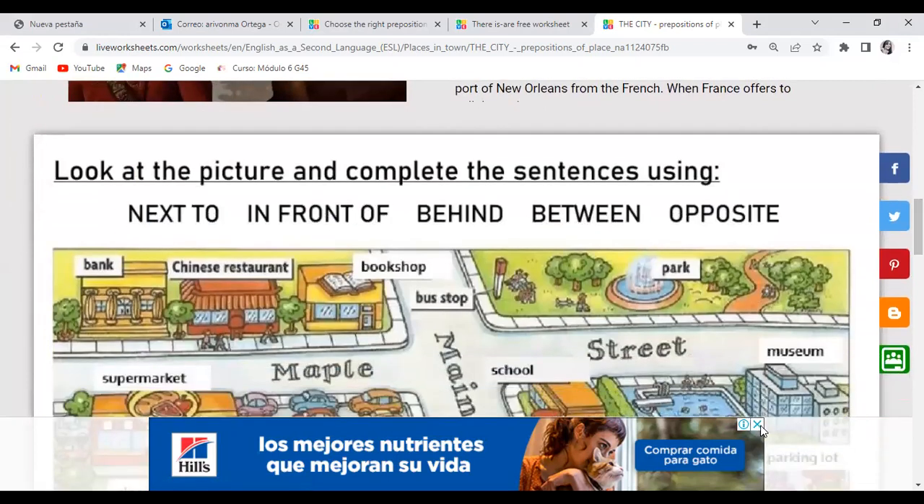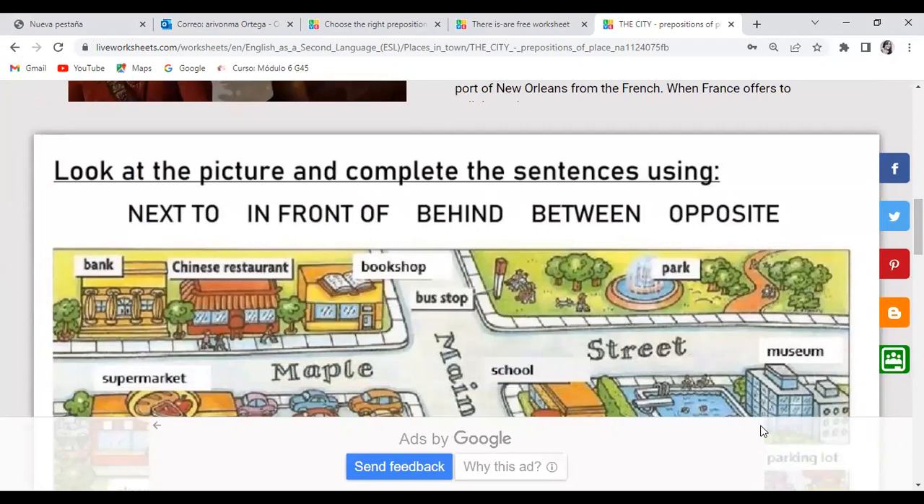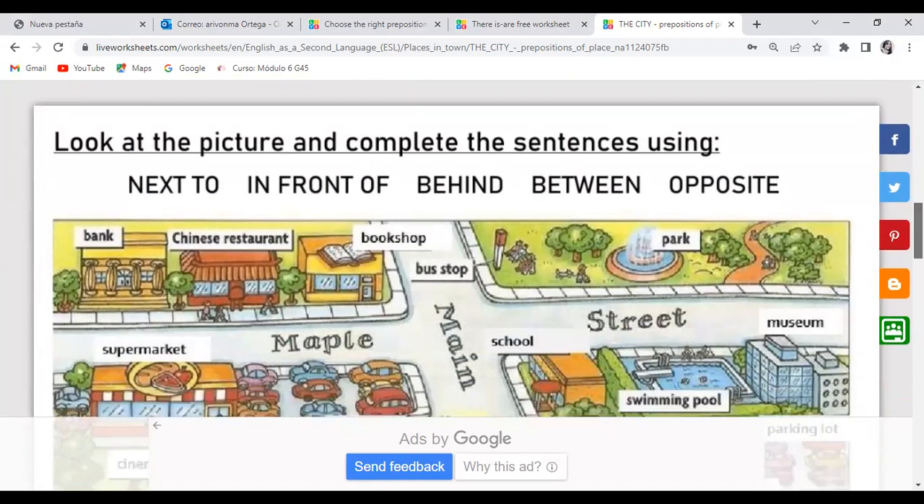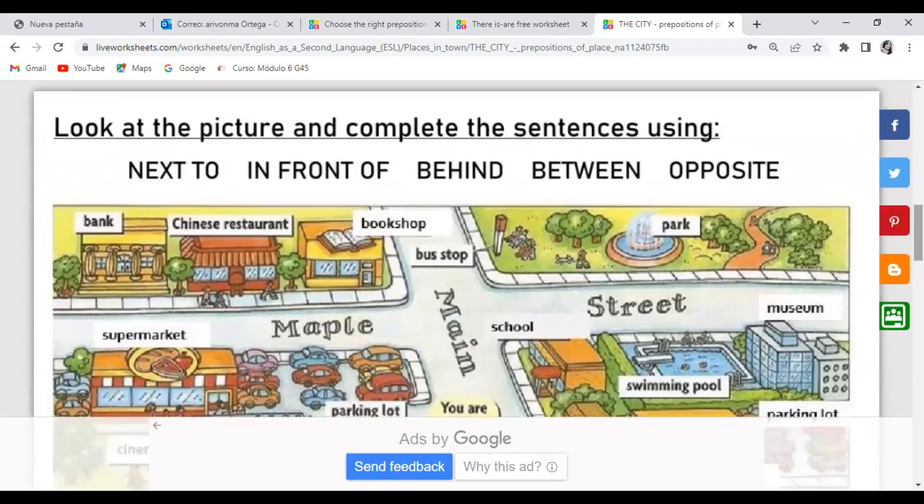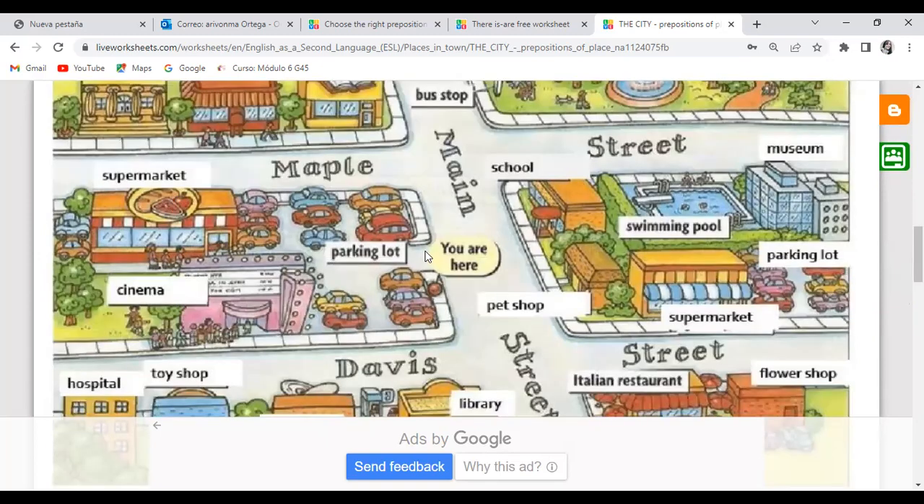Look, this is a very nice exercise. I really like this exercise because we have a map. In this map, we have many places that are very typical in a city. And we also have the prepositions of place, such as next to, in front of, behind, between, and opposite. Look, we have a bank, a Chinese restaurant, a bookshop, a bus stop, a park. We have a supermarket, a cinema, a parking lot, swimming pool.